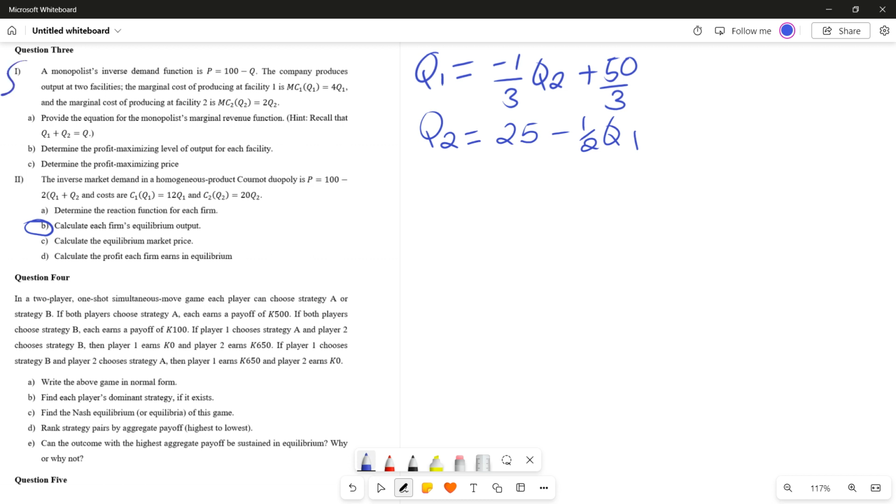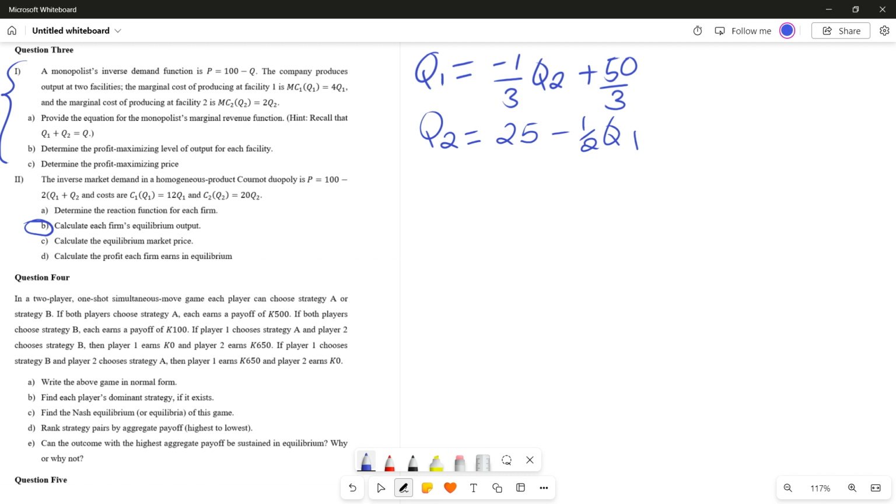Okay, so we are focusing on part 1, right? So the first part was saying provide the equation for the monopoly's marginal revenue, which we got, and so we are now on part 2, determine the profit maximizing level of output for each facility. So remember what we did? We found Q1, we also found Q2. Just the functions that were describing the output that can be produced from facility number 1 and also from facility number 2. So just a reminder, this is just a continuation of the last time's session.